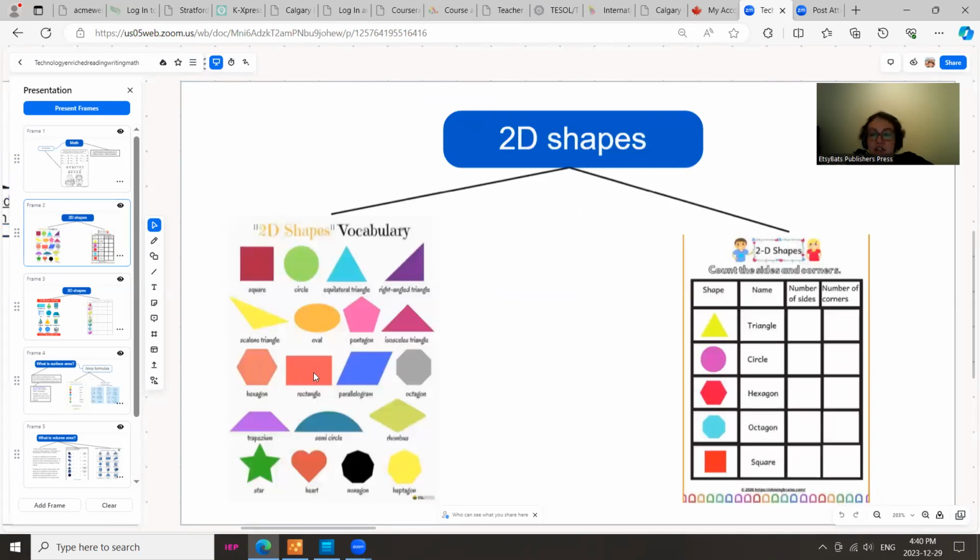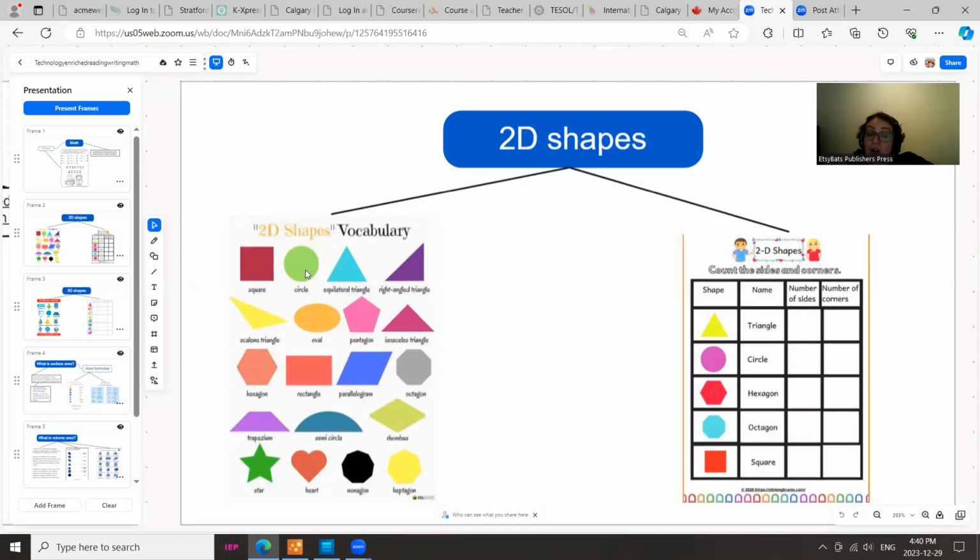2D shapes, flat, such as the Earth. No, sorry, the Earth is not flat. The Earth is spherical. 2D shapes, flat shapes. Most of them simple to recognize.